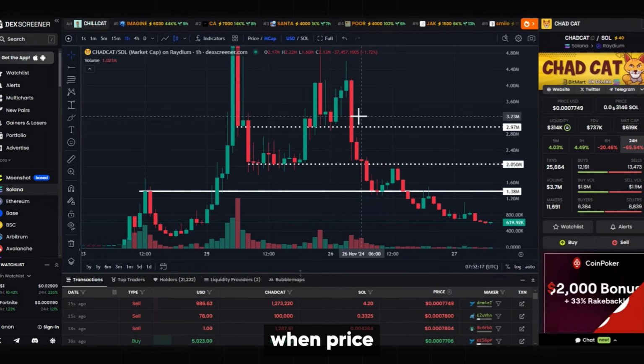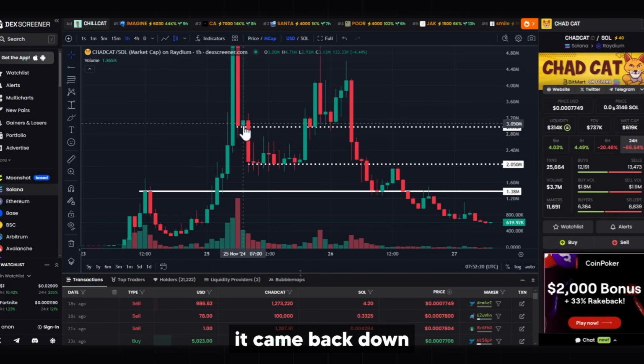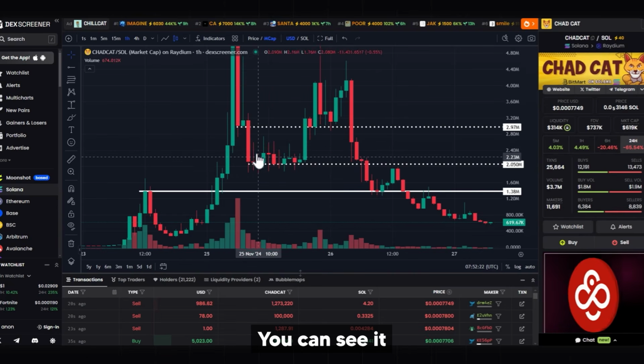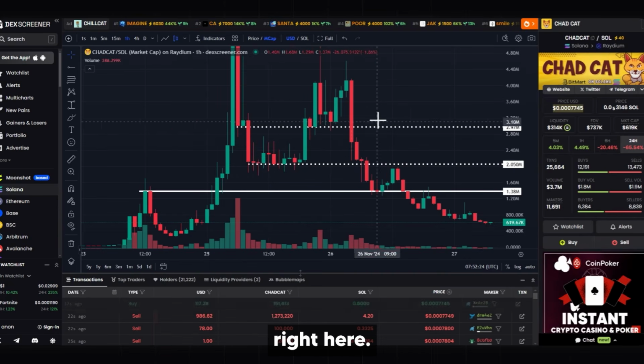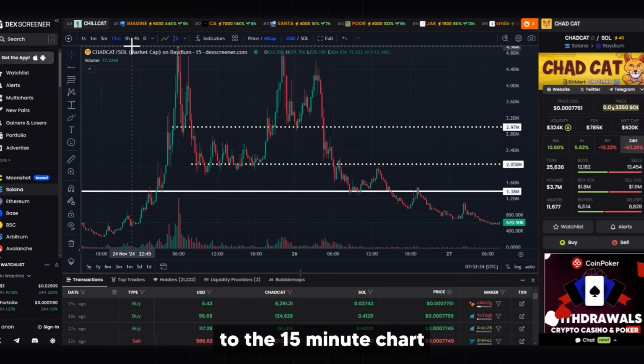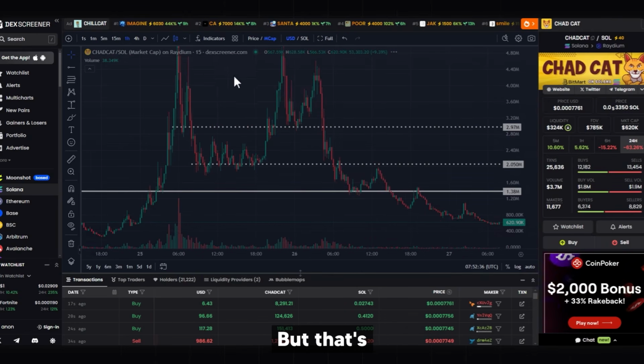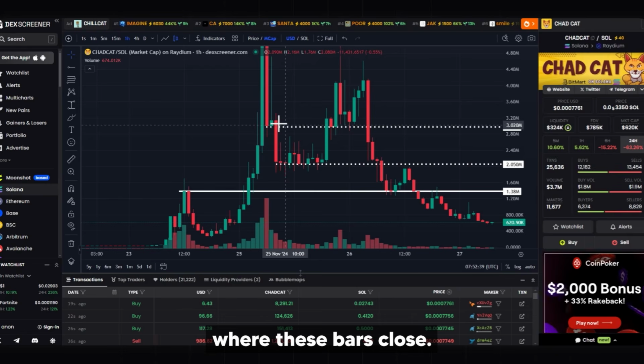So you can see right here, when price action went up first, it came back down to this line. Of course, it came down. You can see it then formed this area right here, which, as you can see when I switch to the 15-minute chart, looks super, super different. But that's why we're on the hourly chart, so we can actually see where these bars close.